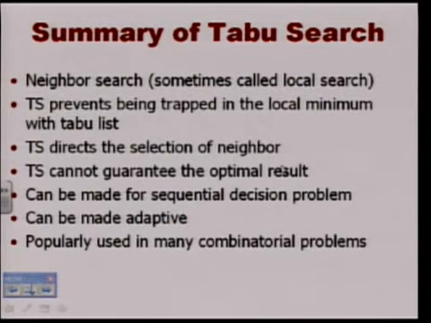In general, I would say this taboo search is sometimes also called a local search, as a way to explore the neighborhood. Taboo search prevents being trapped in some local minimum by constructing a taboo list and directing the selection from one neighbor to another. But it cannot guarantee the optimal result. And usually it can be made for even some sequential decision problem. Later we may get into that. Also it can be made adaptive so that it is popularly used in many combinatorial problems.